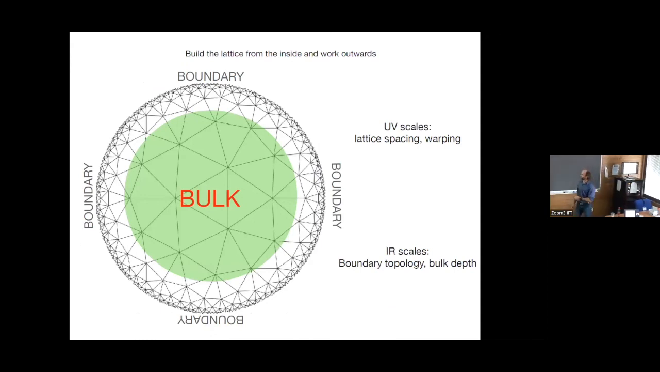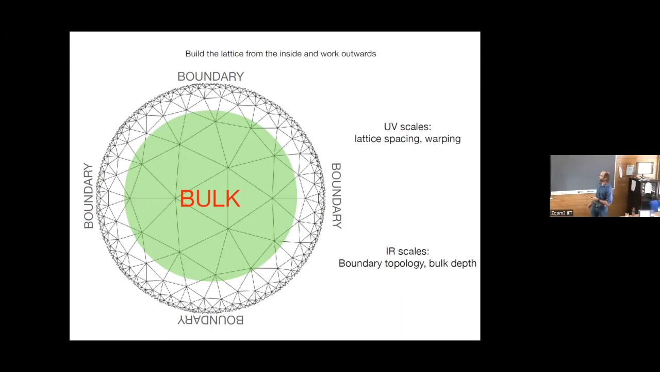And the idea here is this is the bulk in AdS/CFT. This is the boundary, and there are ultraviolet scales in the picture, like the lattice spacing, and the effective warping, which is like the curvature, which is determined by how I glue these vertices together. Hyperbolic space you can build by jamming triangles together. If I only jam together 6 at a vertex, I get flat space. If I jam together more at a vertex, you get hyperbolic space. And if it's less, then you get a space with positive curvature.